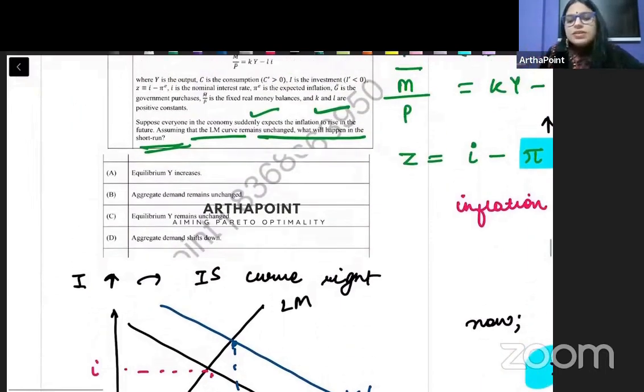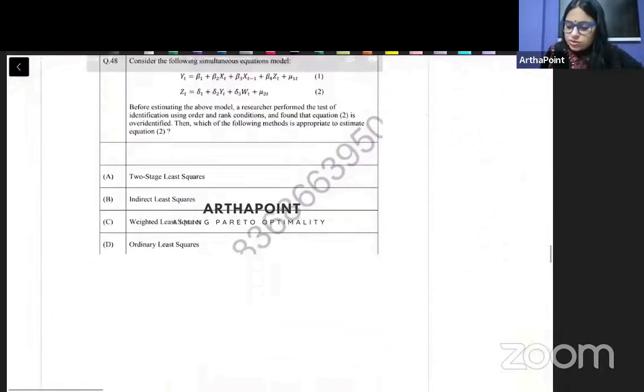So beta, what will be the answer to this question? There will be increase in the equilibrium level of output. Is this clear? ये पूरा चीज clear हुआ analysis? Okay, so answer is A. Beta, come to the next question.